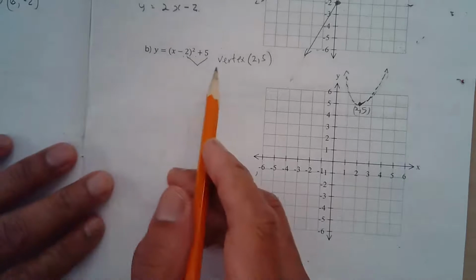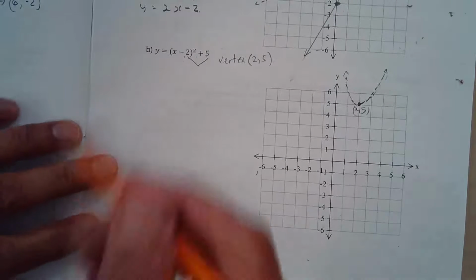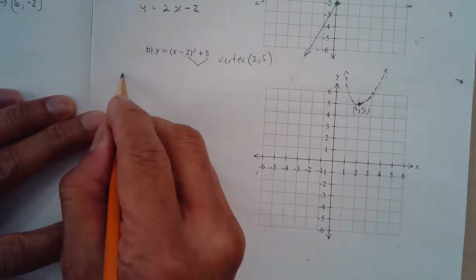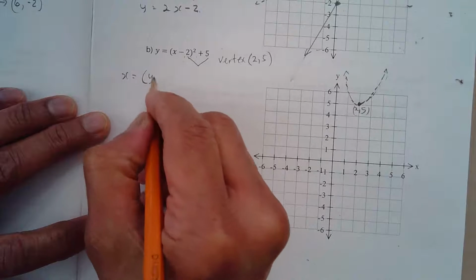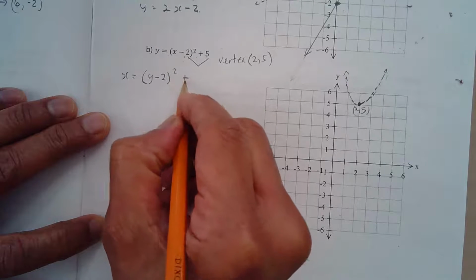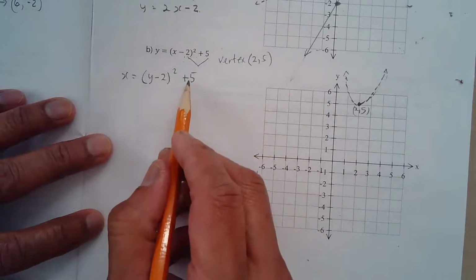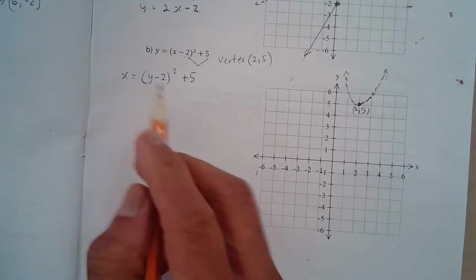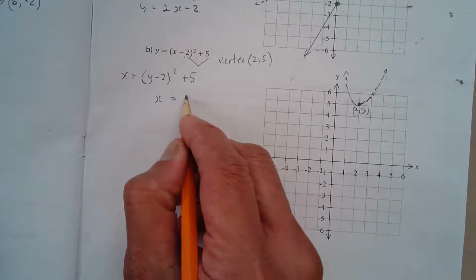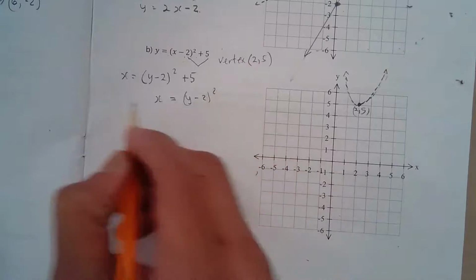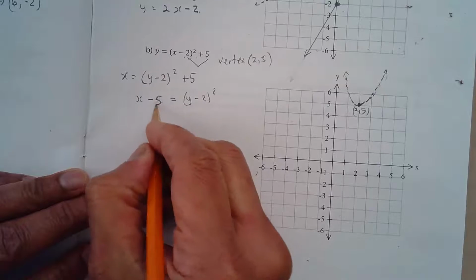So first thing we do, as we did in the previous example, we interchange x and y. So this now becomes x is equal to y minus 2 squared plus 5. Then we solve for y. Now to solve for y, we're going to take the 5 to the left side. So I'll give myself some space here, but we're saying x minus 5 is equal to y minus 2 squared.